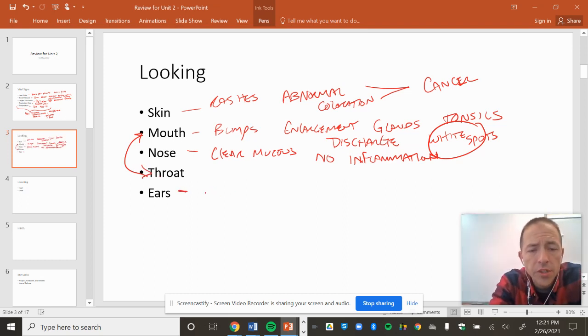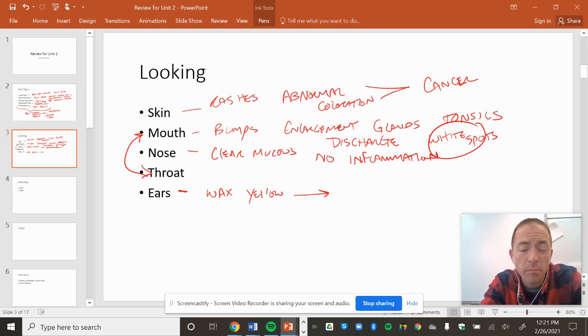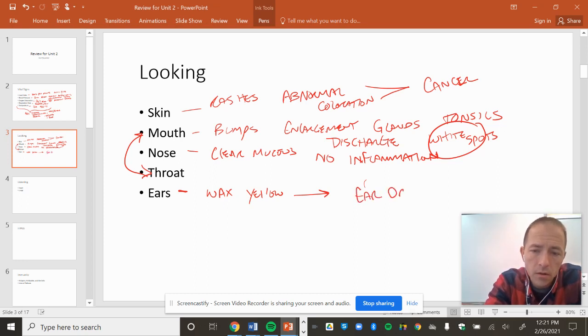Ears. We should see a normal amount of ear wax. So there should be wax in there that is like a yellowish color. But more importantly, with an otoscope, you should be able to look all the way down to the eardrum or the tympanic membrane that's back there.